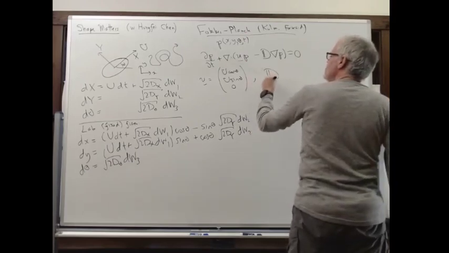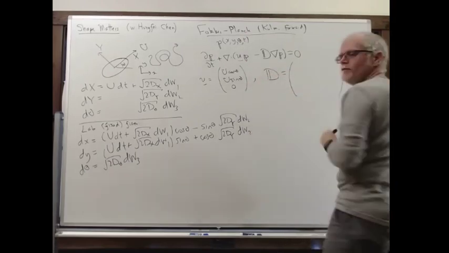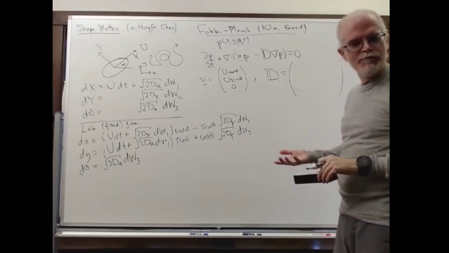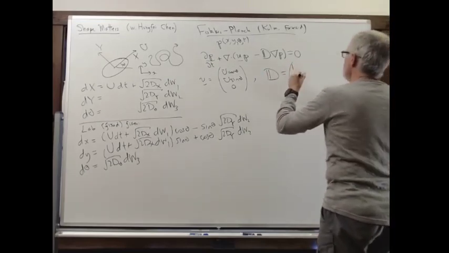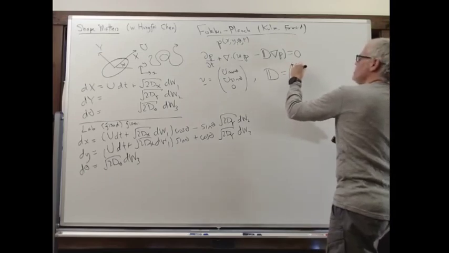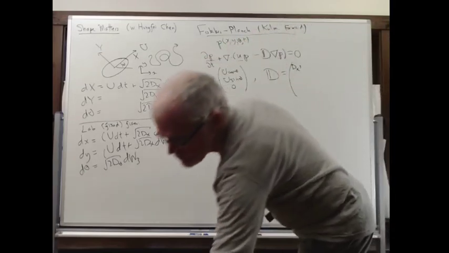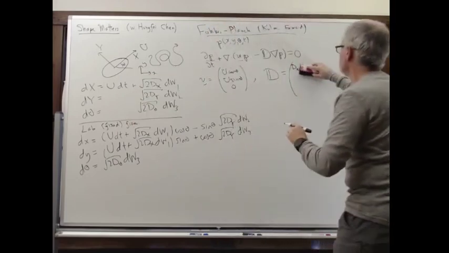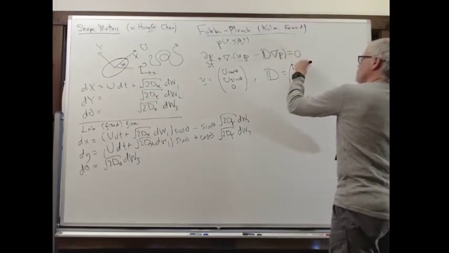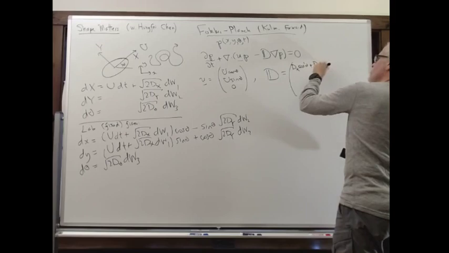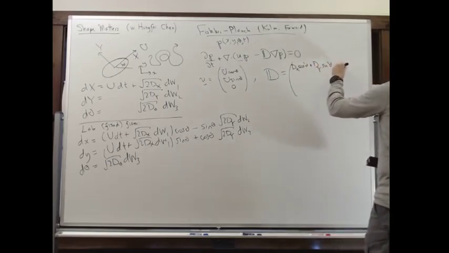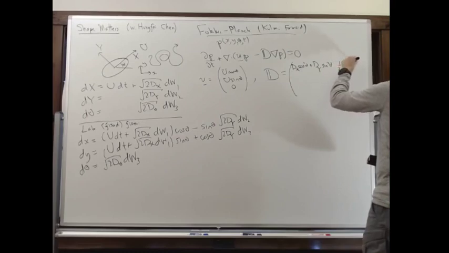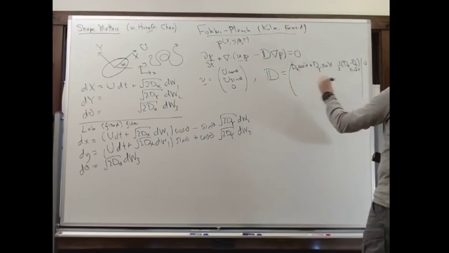And then the diffusion tensor. This is a very anisotropic process, at least the way it's formulated. The diffusion tensor is a matrix that looks like dx, I think it's cos squared theta plus dy sine squared theta, then a half dx minus dy sine 2 theta, and then 0.